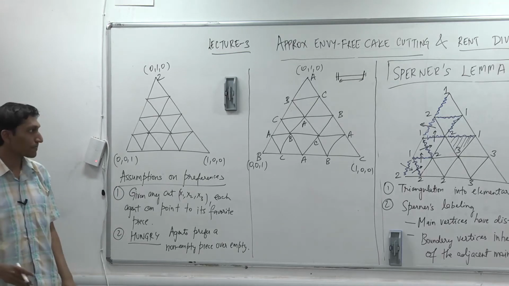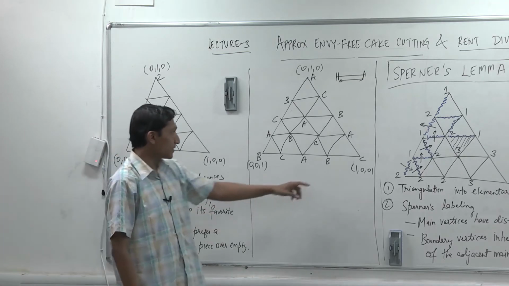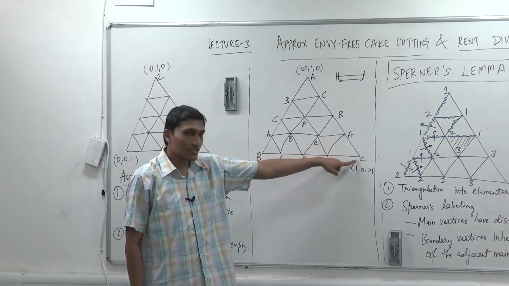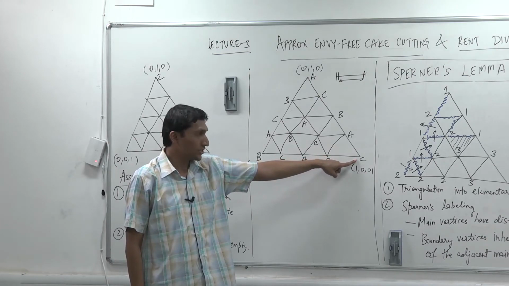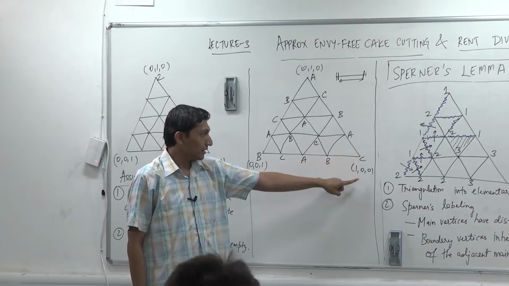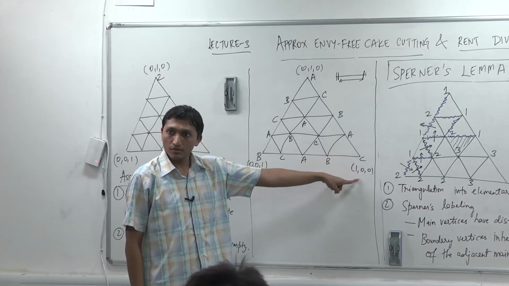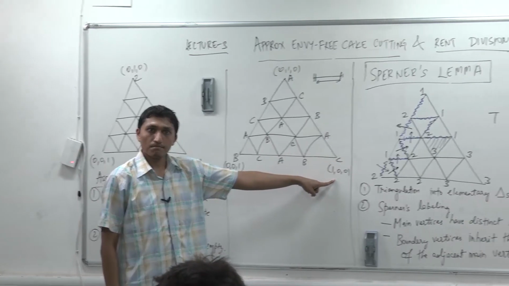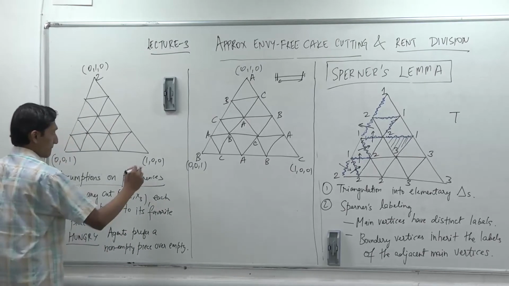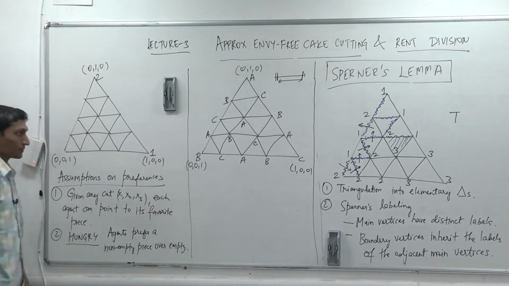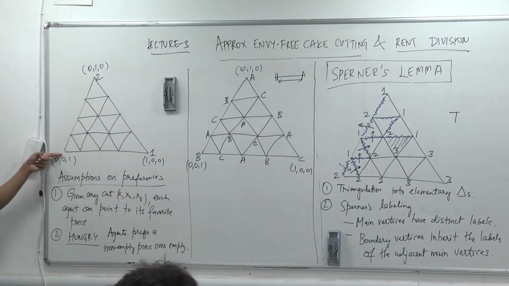Fine. Let's go to a different main vertex. Ask the owner, agent C, which is its favorite piece. What should C say? 1. Add a 1 here. This has to be 3 now, right?